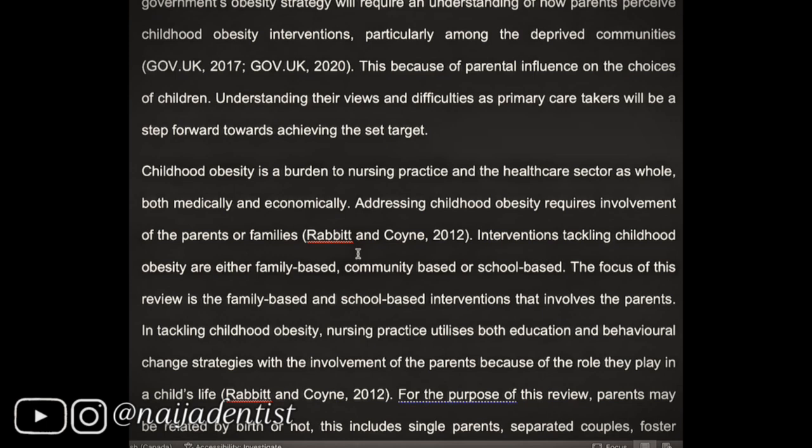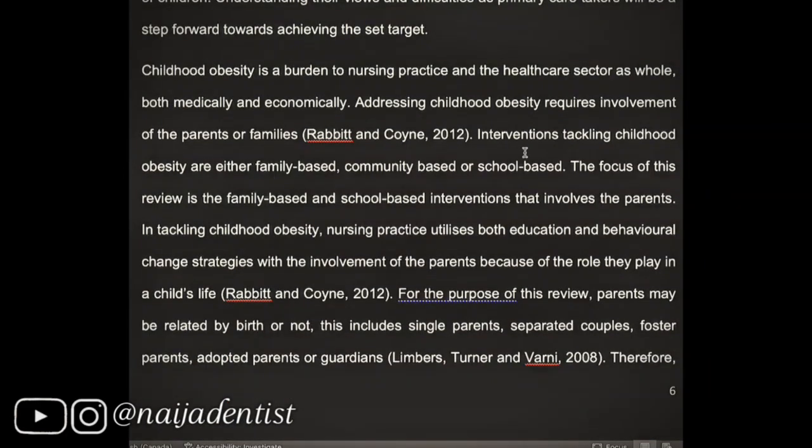Then you now go on to say, okay, we know that it's a big issue. We need to address it. Therefore, there need to be interventions in place. These are the interventions that we have. These are examples of the interventions, but the one we want to focus on is the family-based and the school-based one. Now, that's because of our topic. Remember, it is the perception of parents.